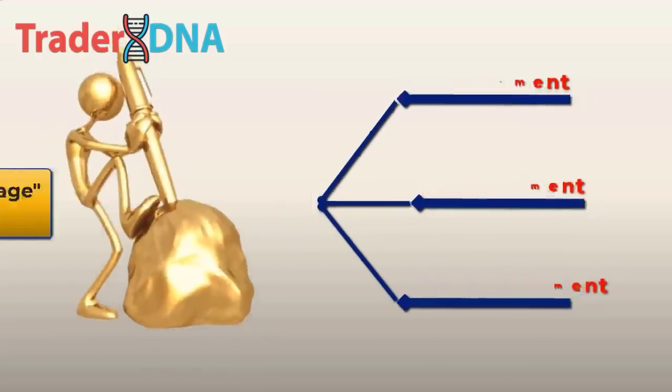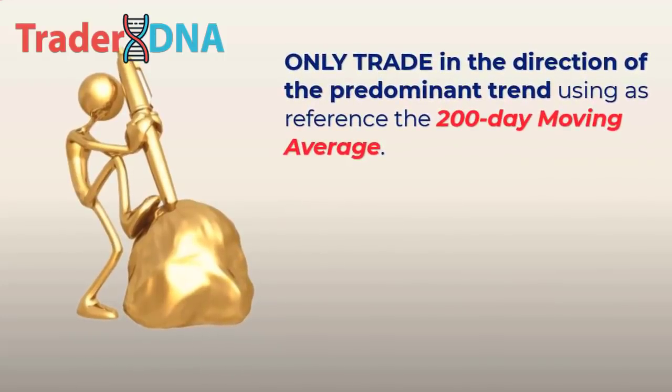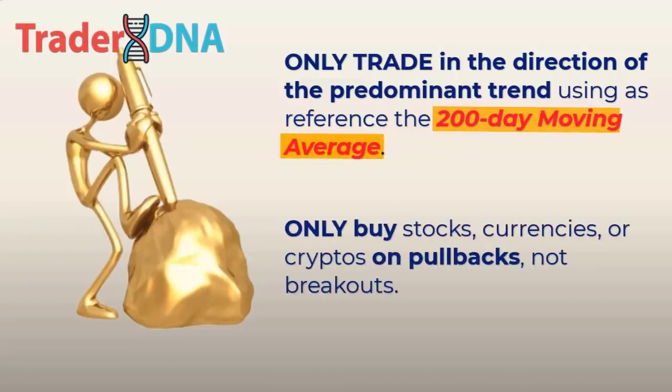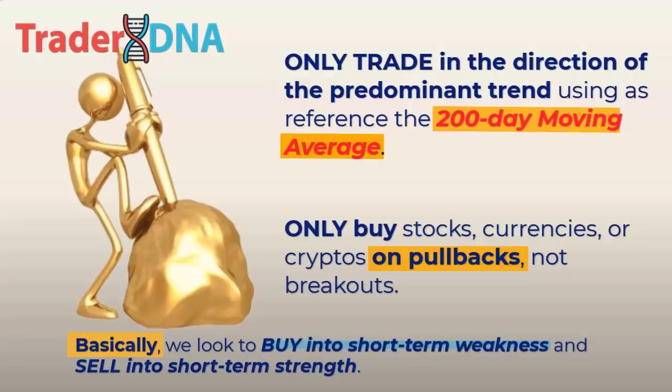The golden rule of trading this system is to only trade in the direction of the predominant trend, using as reference the 200-day moving average. Secondly, to only buy stocks, currencies, or cryptos on pullbacks, not breakouts. Basically, we look to buy into short-term weakness and sell into short-term strength. The expectation is that the market will resume its prior trend and revert to its mean price.